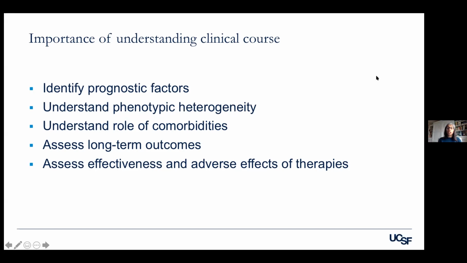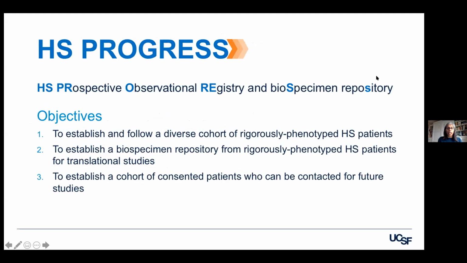And so to that end, we created a national multi-center registry for HS called HS PROGRESS, or HS Prospective Observational Registry and Biospecimen Repository. And the goals of this registry are really threefold. First, we are interested in methodically characterizing and following a diverse cohort of HS patients. We're interested in collecting biospecimens along with this clinical data for translational studies.